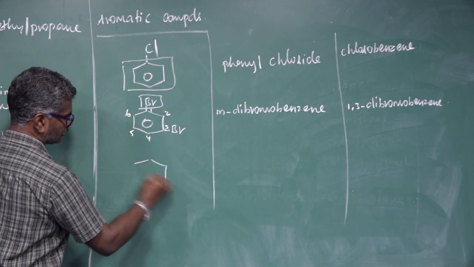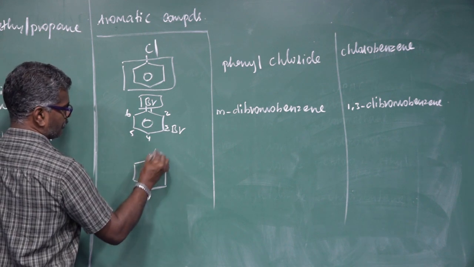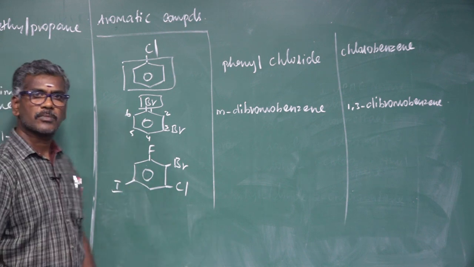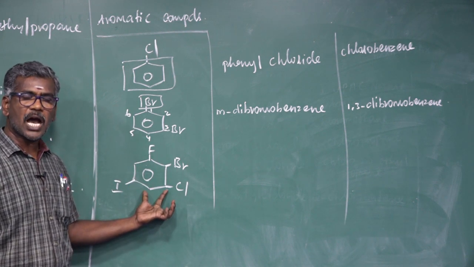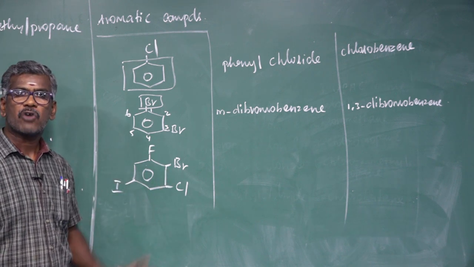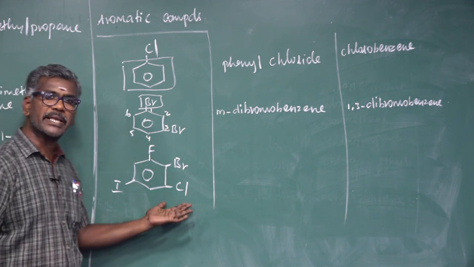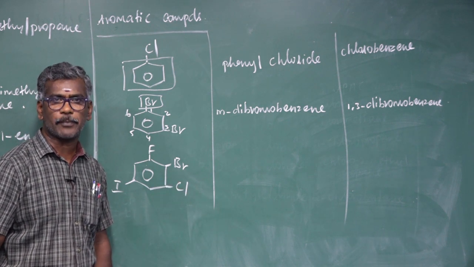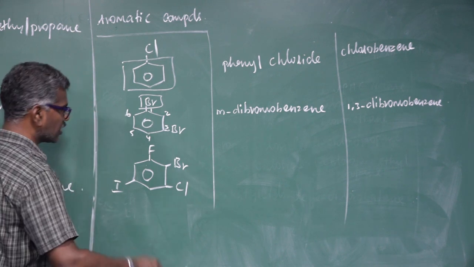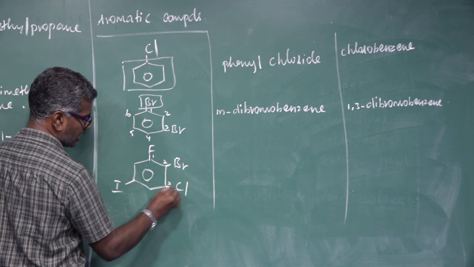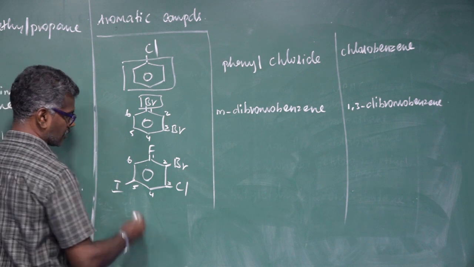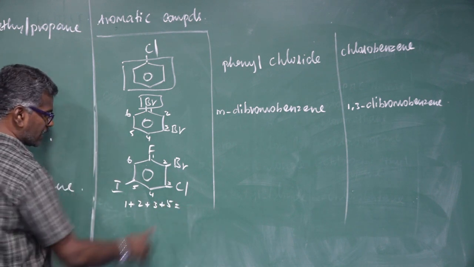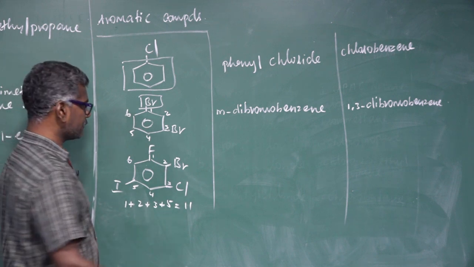This one, another one. In the benzene nucleus there are 6 hydrogens. Among the 6 hydrogens, 4 hydrogens are replaced by 4 different halogens. How to give the number? This one is complicated. This type of question may be asked in the NEET. This compound follows the lowest locant sum rule. How to identify the lowest locant sum rule? For example, these are 1, 2, 3, 4, 5, 6. 1 plus 2 plus 3 plus 5, totally 11. One priority.